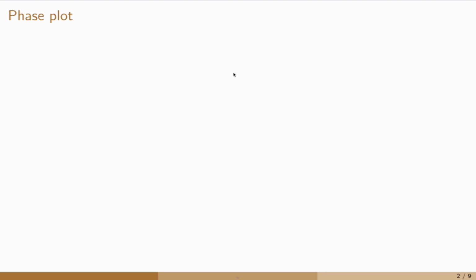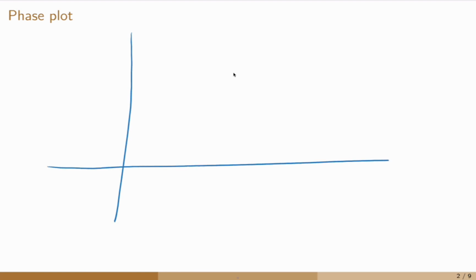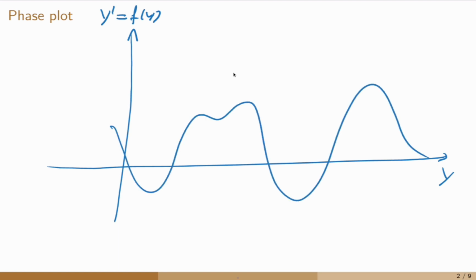So let's use this in mathematics. Let's do a phase plot. I draw a coordinate system where I plot y, and I'm looking at the differential equation y prime equals f of y. And now I just plot the function f, because I would like to know where it is positive and where it is negative, etc. So let's just plot an arbitrary function f, maybe something like this, f and y. According to what I just described, I just need to look at the sign of f: where is f positive and where is f negative.